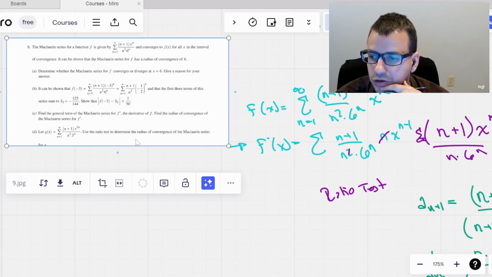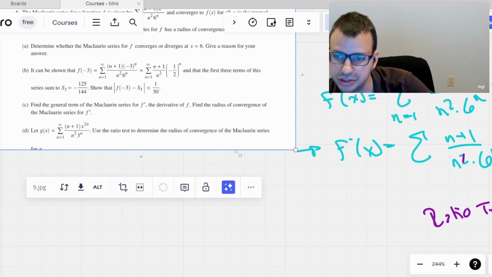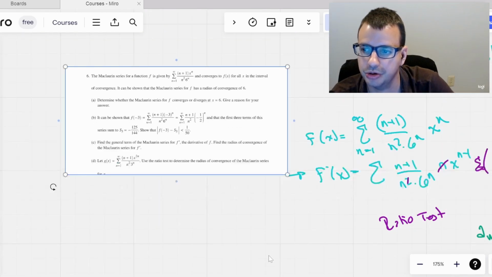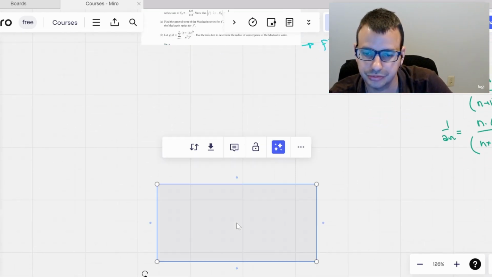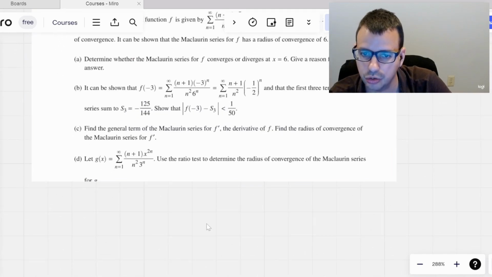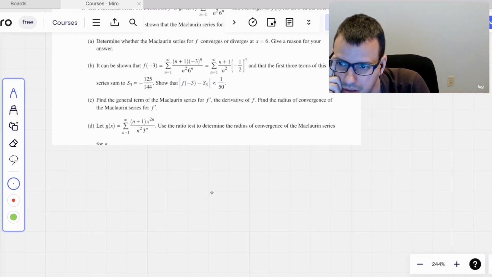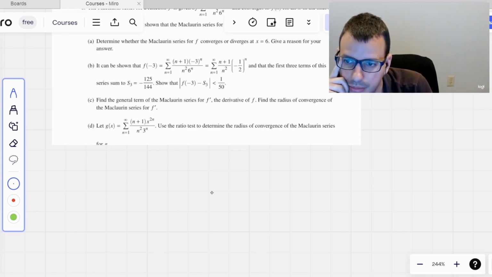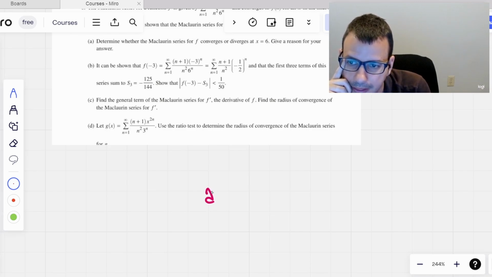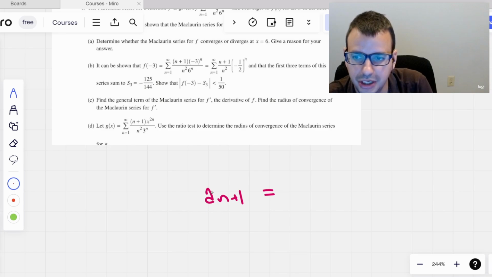Find the radius of convergence of the Maclaurin series f prime. Let g of x equal this. Use the ratio test to determine the radius of convergence of the Maclaurin series of this. So we're going to use the ratio test. So an plus 1 is going to be, normally I'd write out the ratio test, be like, hey, this is what I'm plugging in. You don't have that much time.